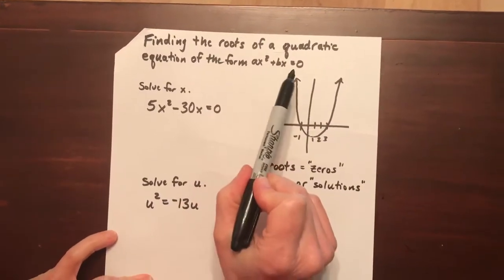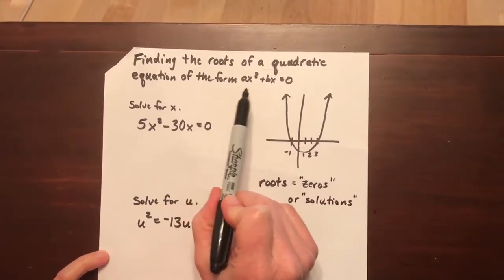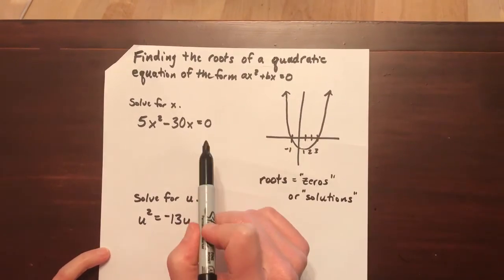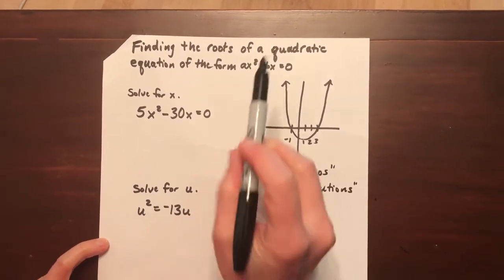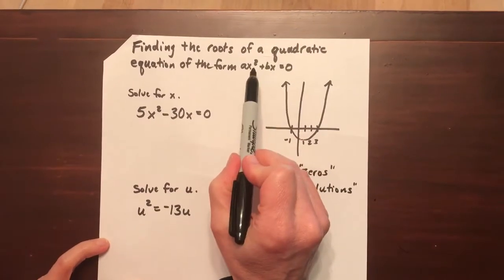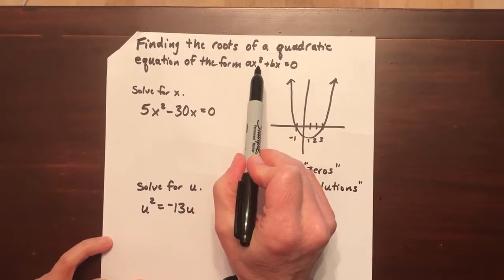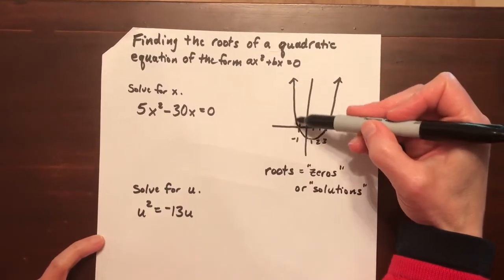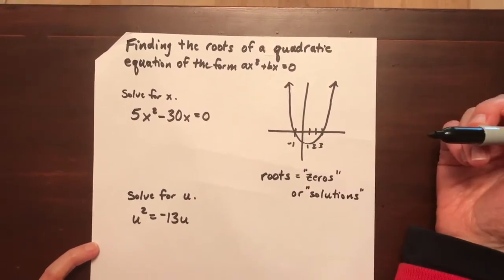We're finding the roots of a quadratic equation of this form, ax squared plus bx equals 0. A quadratic equation is one in which the highest power on the variable is a 2. And quadratic equations, when they're graphed, look like a parabola. So here's an example of a quadratic equation that's been graphed.